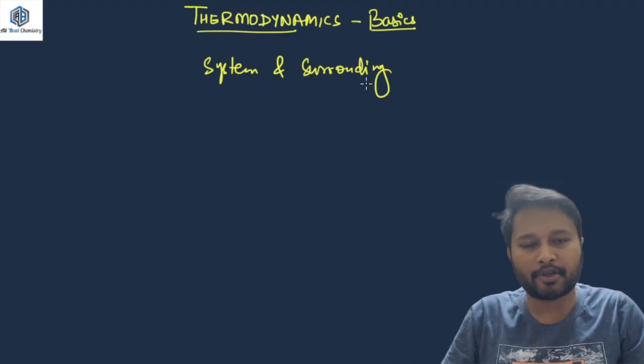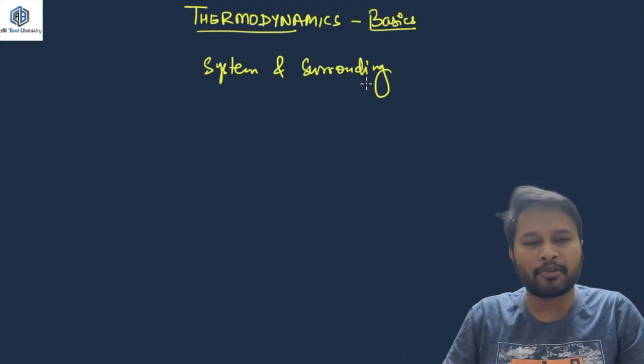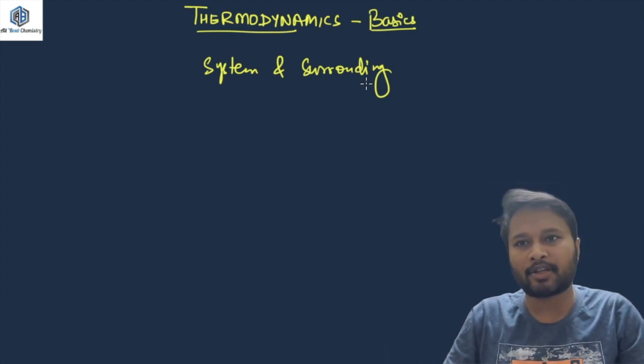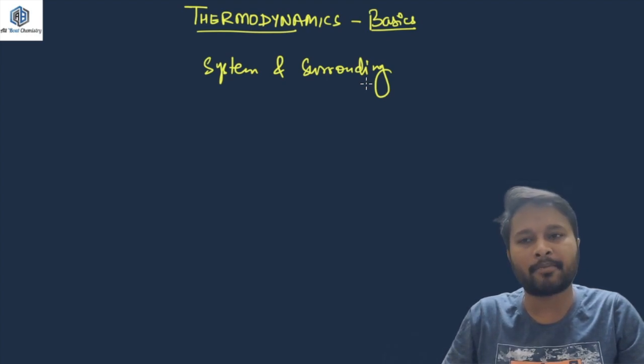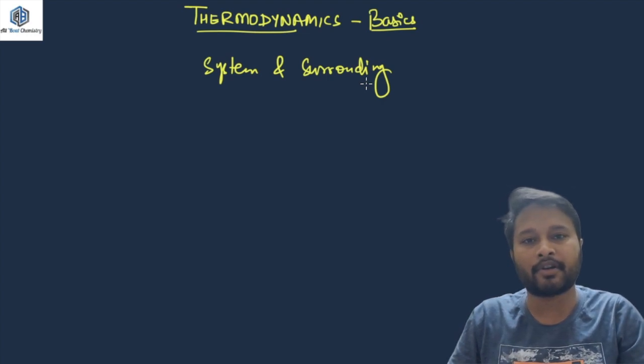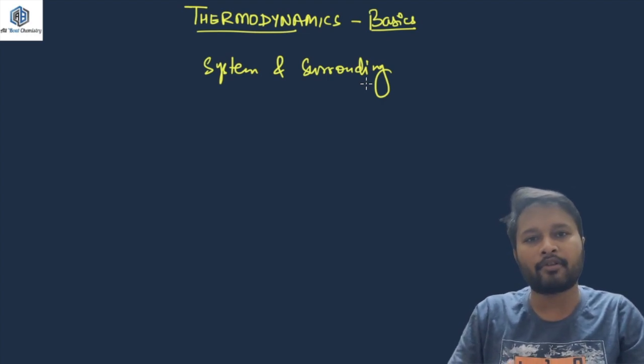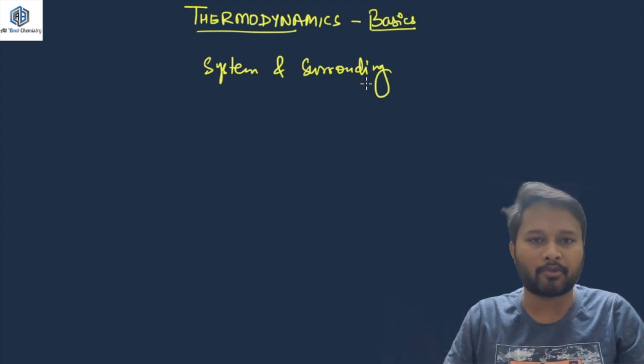Hello everyone and welcome to the channel. As promised, I'm going to start this series on chemical thermodynamics, and this video is going to be about basics. I'll be starting from the basics, because ideally it should start from system and surrounding. I'll not waste much time on this. I'll just quickly start from there, and I'll also cover some important things like different processes and what the different conditions in them are. Moving forward, we'll cover each and every part of chemical thermodynamics.